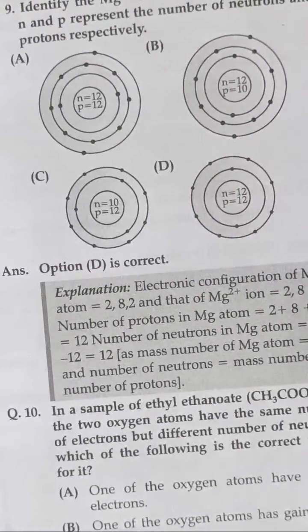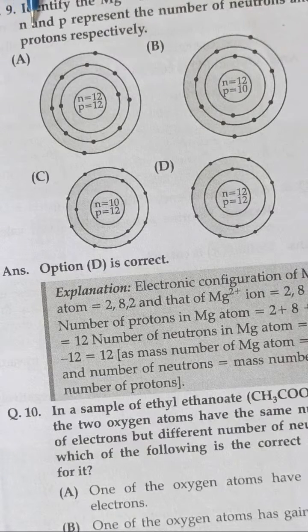Now we will move to our next question. Identify the Mg2+ ion for the figure where N and P represent the number of neutrons and protons respectively.